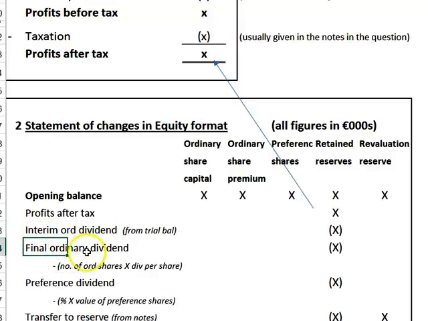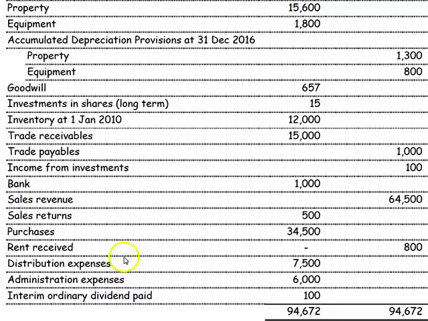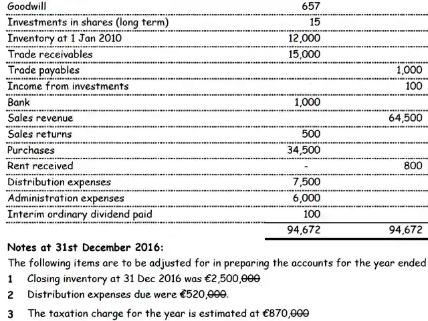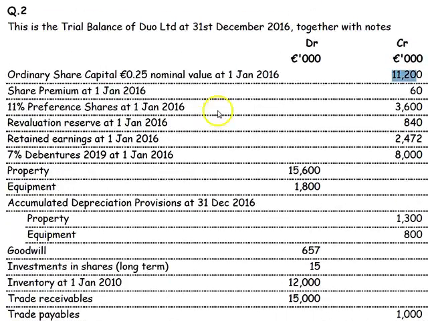A final ordinary dividend is if the directors decide after year end, once the accounts are prepared, so it might be 10, 12 weeks after year end until they know if they made a profit or loss, then they decide, okay, we'll pay a dividend for the year. And an example of that is here in the notes, a final dividend of 3 cents per share declared by the directors. So what that means is the number of ordinary shares gets multiplied by 3 cents to work out the dividend. So at the start of the year, this was the share capital, the ordinary share capital.